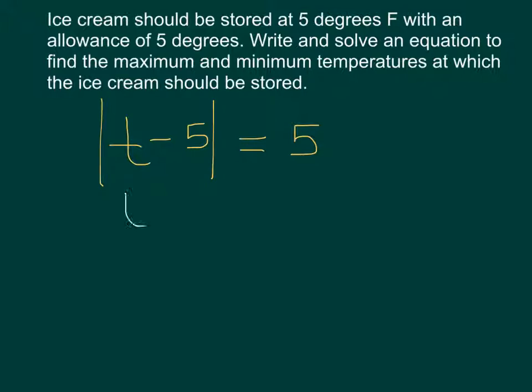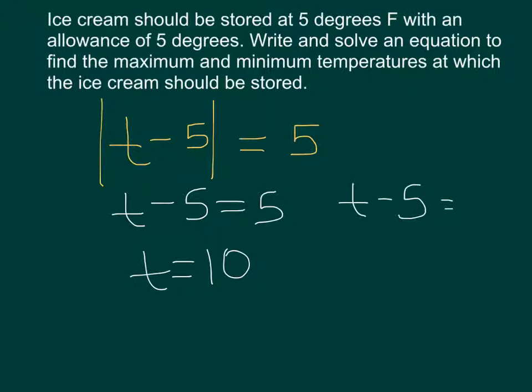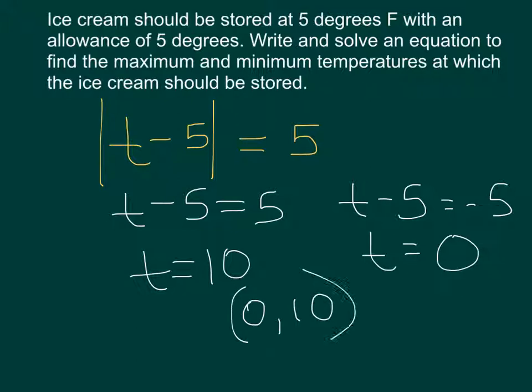So we solve. The absolute value of T minus 5 equals 5. So T minus 5 equals 5, so T would equal 10. Or T minus 5 equals -5, so T would equal 0. So our solution set would be 0, 10. So as long as the temperature is anywhere between 0 and 10, then the ice cream would be stored at a safe temperature.